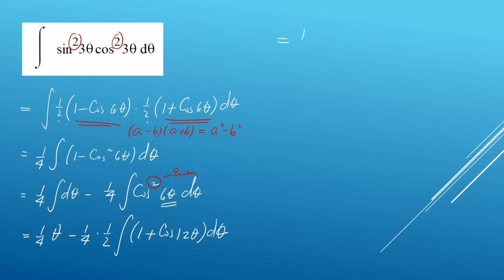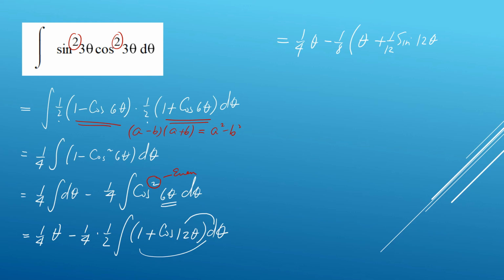We continue. 1/4 theta minus 1/4 times 1/2 is 1/8. We integrate d theta, which is theta. How about cosine of 12 theta d theta? The integral of cosine is sine of 12 theta, and the differential of 12 theta is 12 d theta. So we know that it lacks the constant 12, and the reciprocal will figure in the answer.